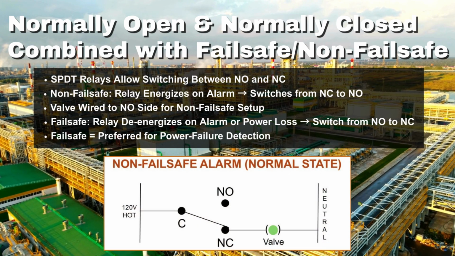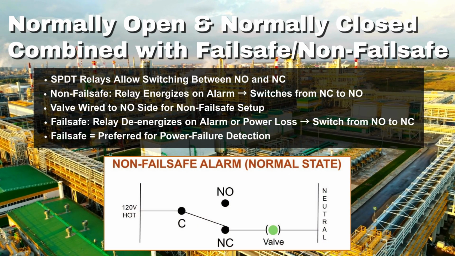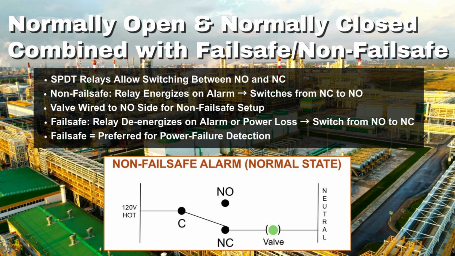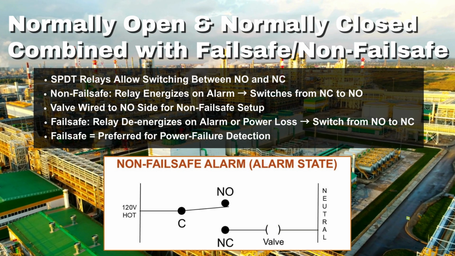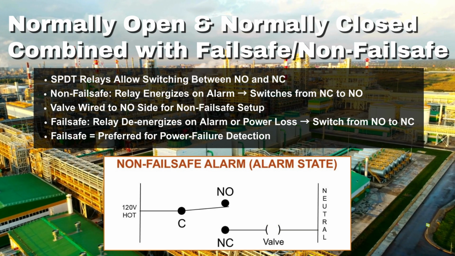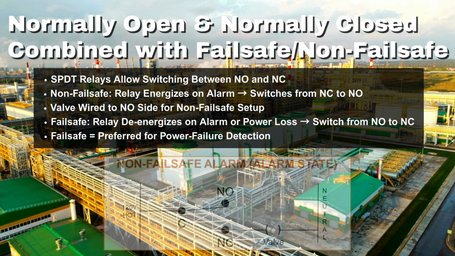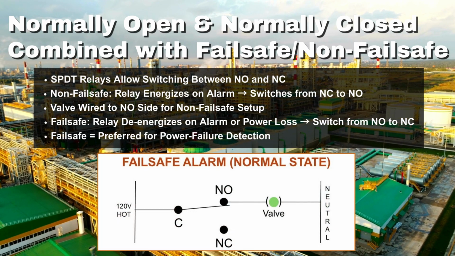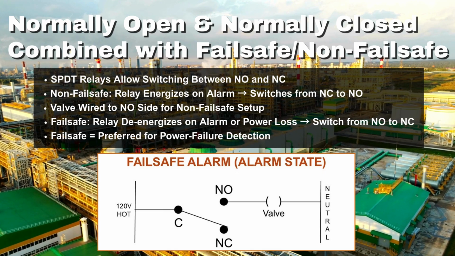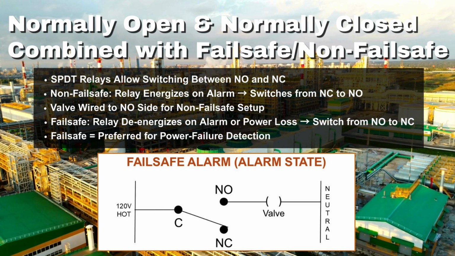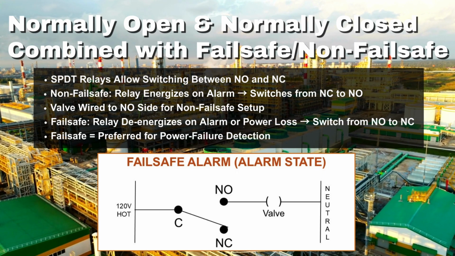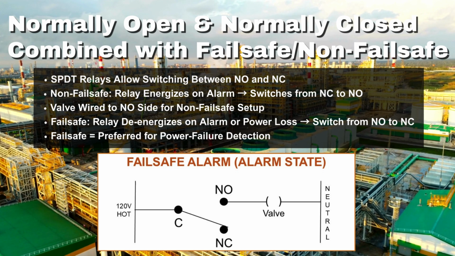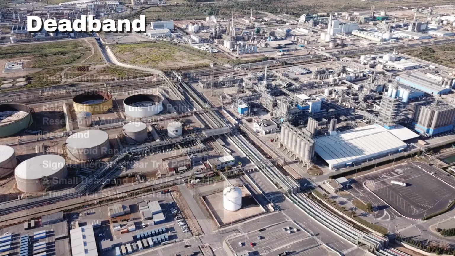Take a non-failsafe single-pole double-throw relay. It's de-energized in normal conditions and energizes on alarm, switching from normally closed to normally open. Now consider a failsafe relay. It's energized during normal operation and de-energizes on alarm or power loss. This setup is preferred in safety applications because it still triggers an alarm if power is lost.